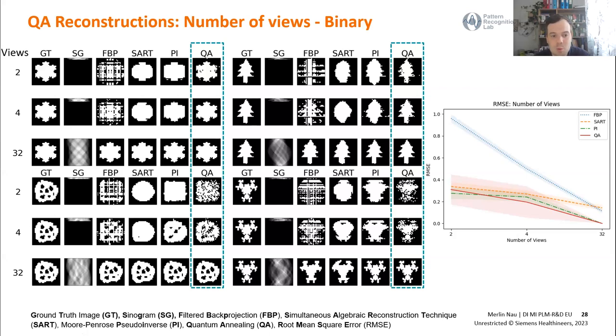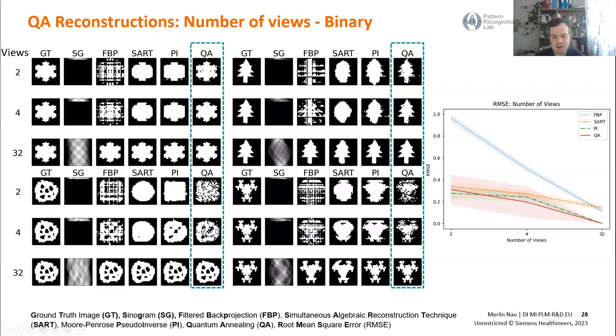However, we see that this is working quite well for the top two images. If we, for example, look at the lower two images, then we have this foam image on the bottom left. And we could see that the reconstruction of the hybrid-based approach has more noise here.